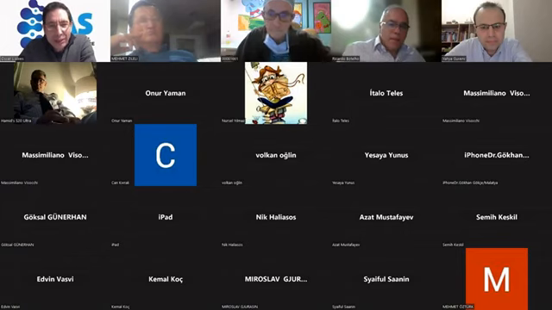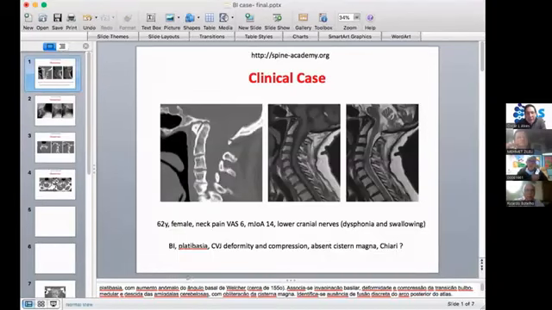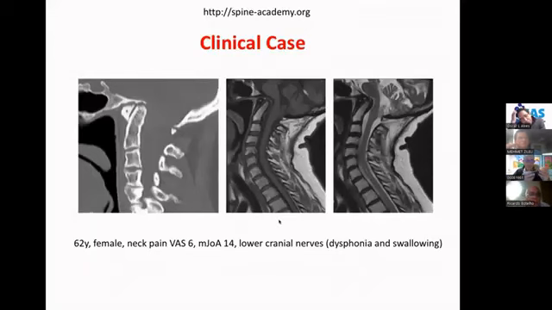Okay, can I show it? Okay. Very quickly. You know, this is one case that I have to deal with. It's a 62-year-old female, neck pain, some myelopathy, lower cranial nerve dysfunction, dysphonia and swallowing, and this is what you see here on this MRI.